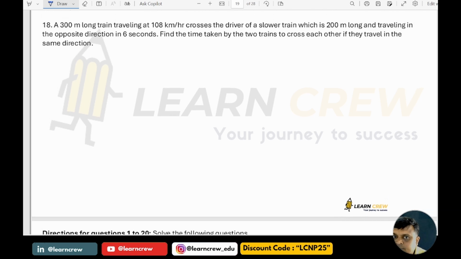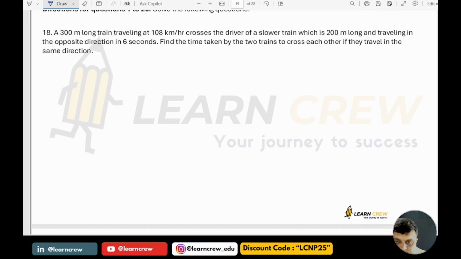Question number 18. A 300-meter long train traveling at 108 kilometer per hour crosses a driver of a slower train, which is 200 meters long and traveling in the opposite direction, in 6 seconds. Find the time taken by the two trains to cross each other if they are traveling in the same direction. Please see here, a 300-meter long train traveling at 108 kilometer per hour. Convert 108 kilometer per hour into meters per second. So 18 by 5 gives 6 times 5, which is 30 meters per second.